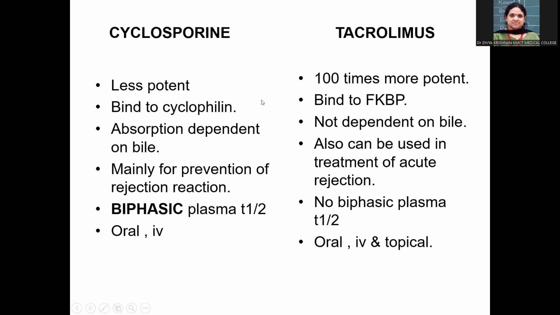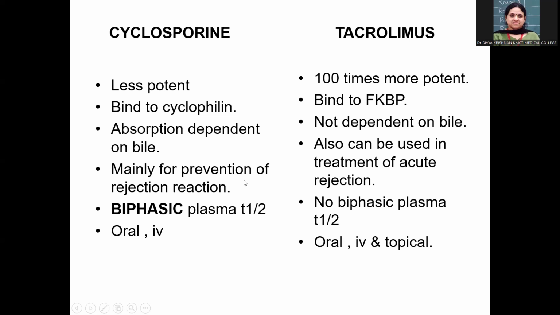Now, when we compare cyclosporin and tacrolimus, tacrolimus is 100 times more potent than cyclosporin. And as I already told you, the immunophilin to which these two drugs bind is different. Cyclophilin is the immunophilin to which cyclosporin binds, and FKBP is the immunophilin to which tacrolimus binds. The absorption of cyclosporin is dependent on bile, whereas it's not dependent on bile in the case of tacrolimus. Cyclosporin is mainly for the prevention of rejection reaction. It can also be used for treatment, but it is mainly for prevention. But tacrolimus is also used for the treatment of acute rejection.